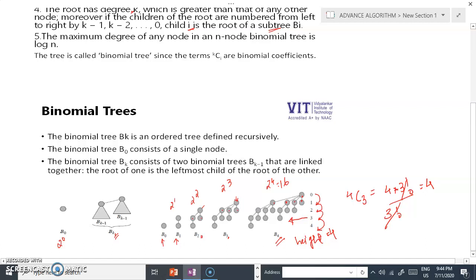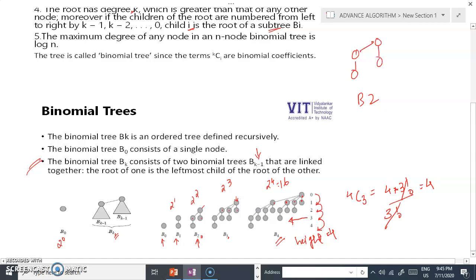And what does it say? If the children of the root are numbered from left to right by k minus 1 down to 0, child i is the root of subtree Bi. Now why I'm saying this is because this is a very important feature. Just have a look at this feature. A binomial tree Bk, a binomial tree of order k, will consist of two binomial trees of order k minus 1. Now try to understand. Let's say B2.